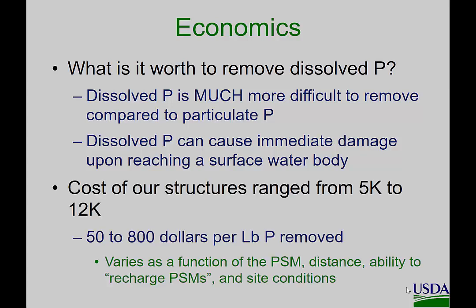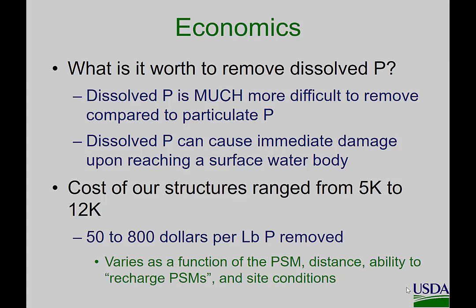Our structures cost generally between $5,000 to $12,000 to build, and I give people a wide range. I speak in the language of wastewater treatment plants. They value phosphorus removal per pound of phosphorus removed. It costs them anywhere between $50 to $800 per pound of phosphorus. That's total phosphorus removed. It's going to be similar for dissolved phosphorus removal for these structures.